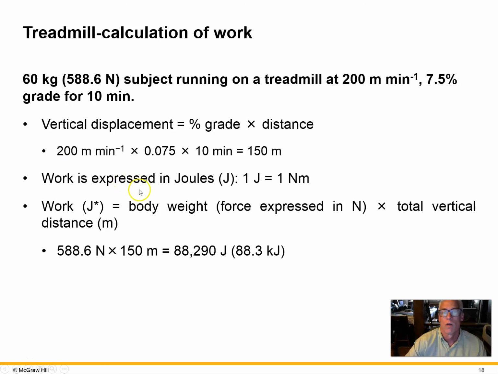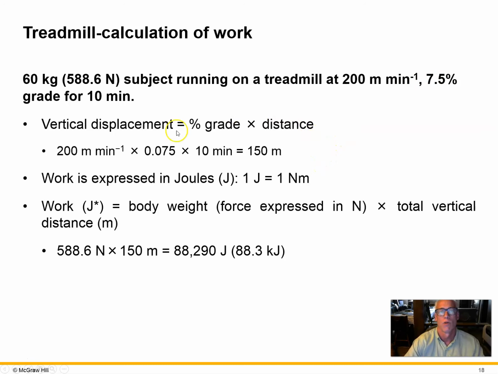So now what is the work being done? It's the body weight. We have to figure out the total vertical distance. The vertical displacement means the vertical distance that the body is being lifted. So we take the percent grade, which is 0.075. That's how you represent 7.5% in a calculation. You move the decimal place two times for 2 powers of 10, because percent means per 100.